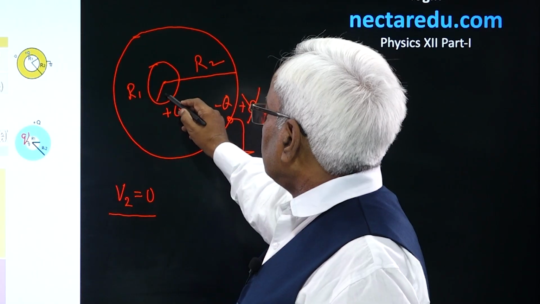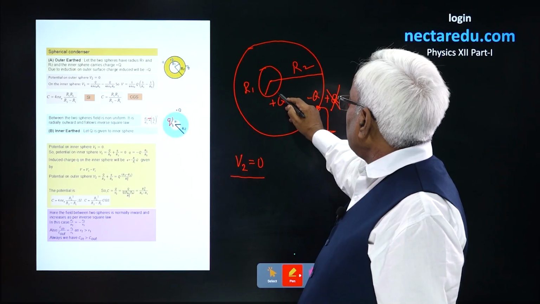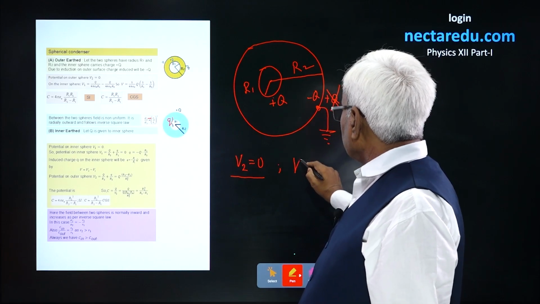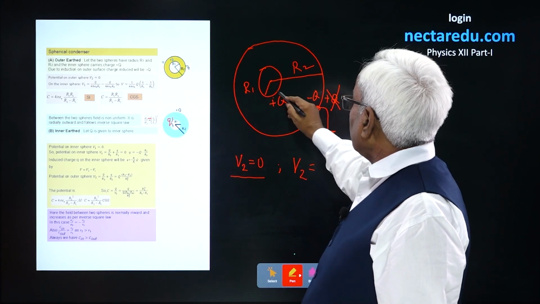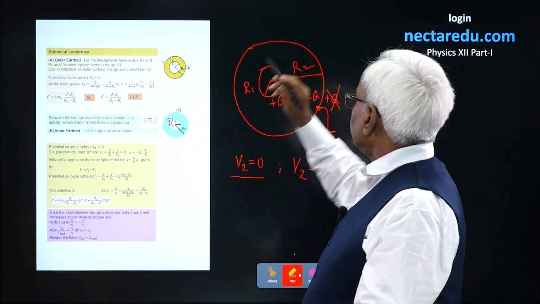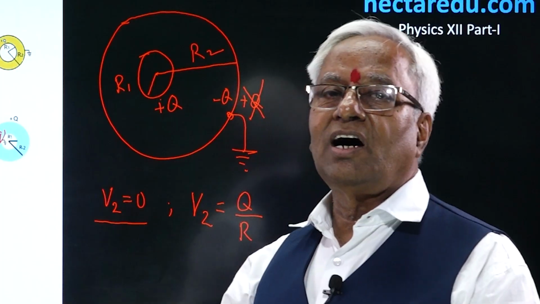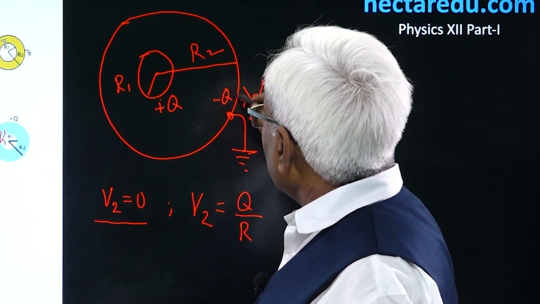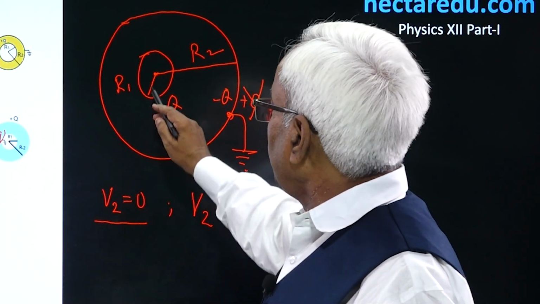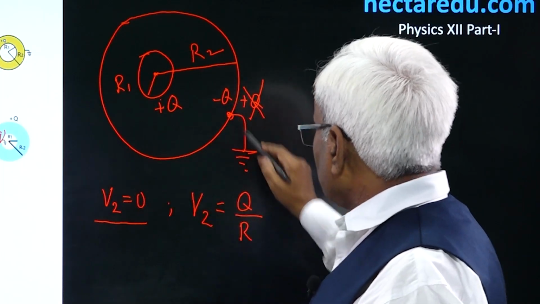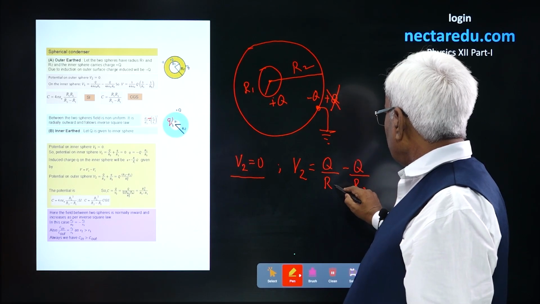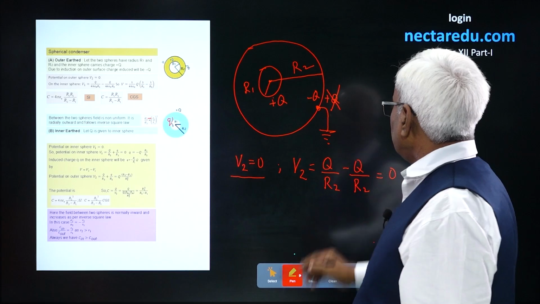Charge was given to the inner one, plus q. Let's see the potential on the outer sphere because of two things. One, the inner sphere: it will be q upon r2. Why r2, why not r1? Because the distance of this point from the center of the inner sphere is going to be r2. And because of the outer one, it's going to be minus q upon r2. That way, it is equal to 0.